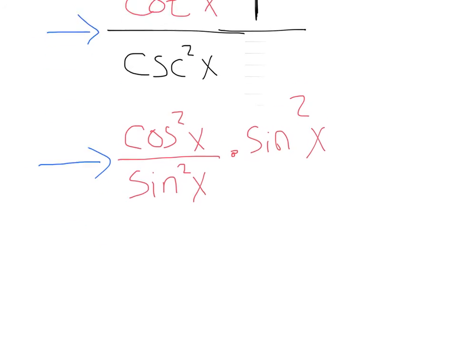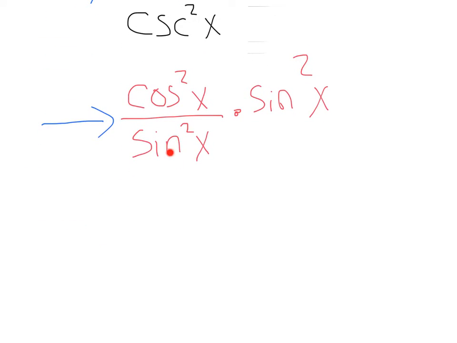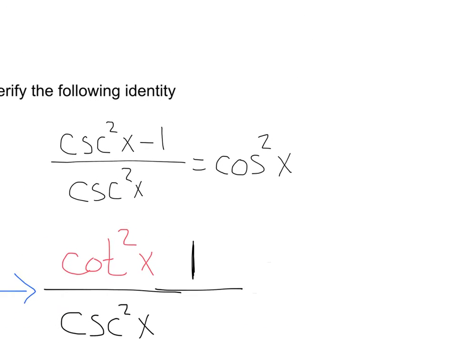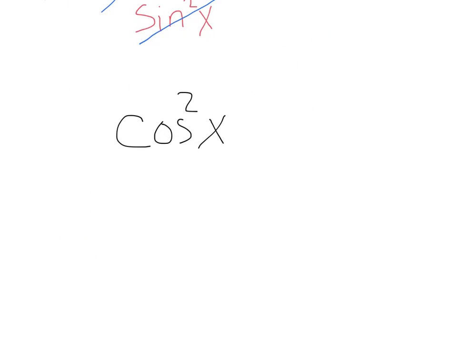From this point, I see that I have a sine squared x on the bottom and a sine squared x on top. Those are going to cancel each other out, leaving me with just cosine squared x, which, if I look at what I wanted to verify, is exactly what I wanted to prove, and we did just that. So check, we verified this identity.